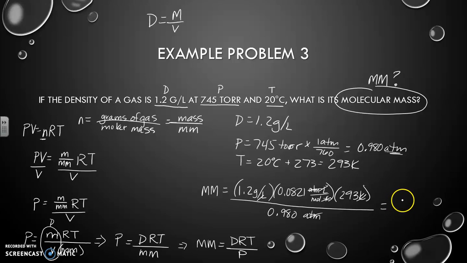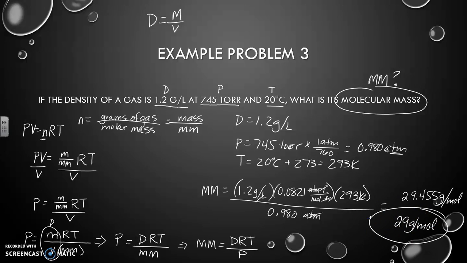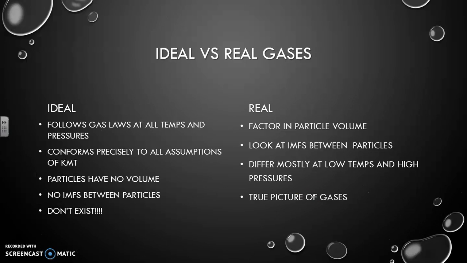Okay, so when we do the math, we end up with 29.455 grams per mole, which is molar mass or molecular mass, and we only want two significant figures, so 29 grams per mole would be our answer. All right, not too bad.